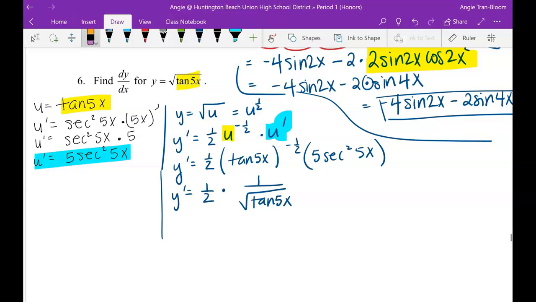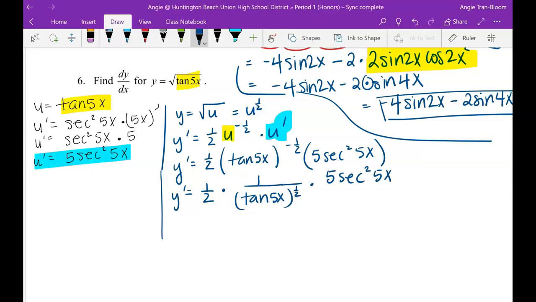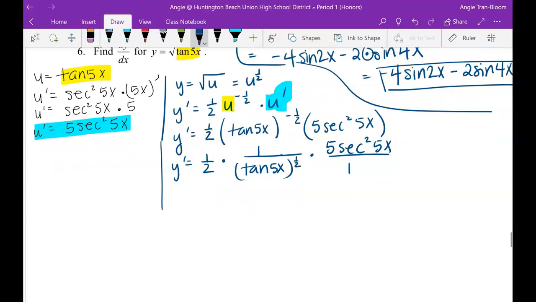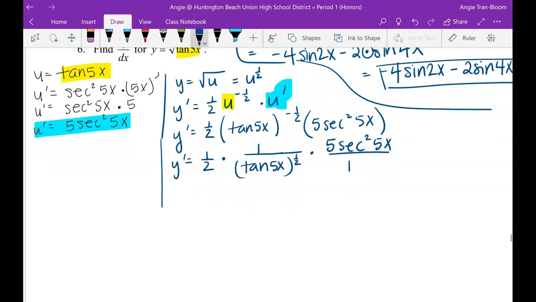Well, if that's too fast for you, how about this? I'll write it this way first: tangent 5x to the positive power of half, and bring it to the bottom, because anytime you have a negative exponent, you can move it to the bottom to make it positive. Then I'm going to make this into a fraction as well. What I'm trying to do is write everything out in multiple steps so you can see how we go from one to the next.